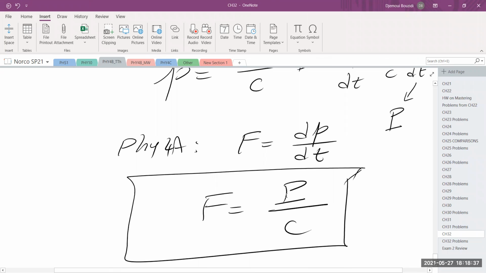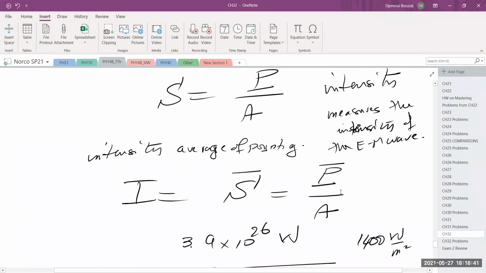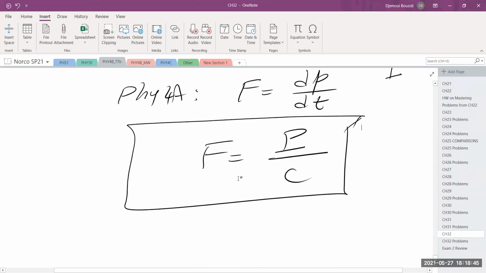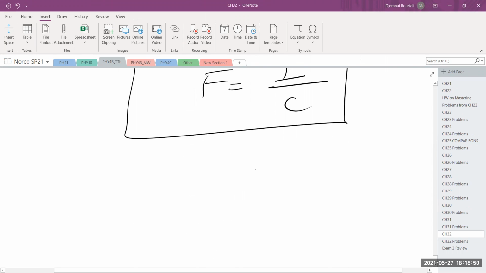So if they ask you what is the force, if you know what the power is, you're in business. But the power is related to the intensity times area, or S times A. So remember, this is SA. As a matter of fact, I can write the force as S times A divided by C. C, not S.